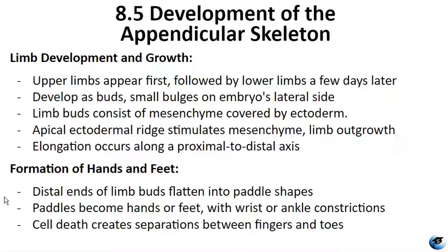The formation of hands and feet unfolds during the 6th week, as the distal ends of the limb buds flatten into paddle shapes, and these regions subsequently become hands or feet with distal wrist or ankle constriction.